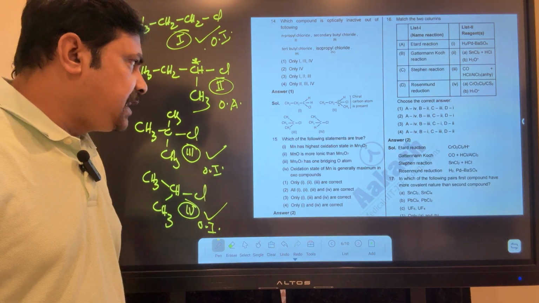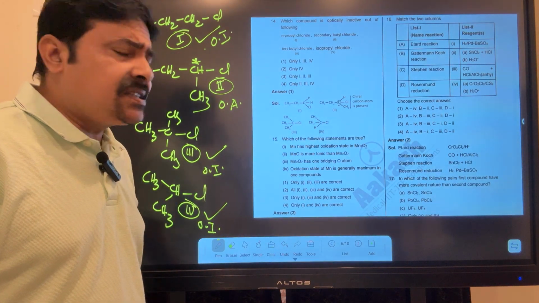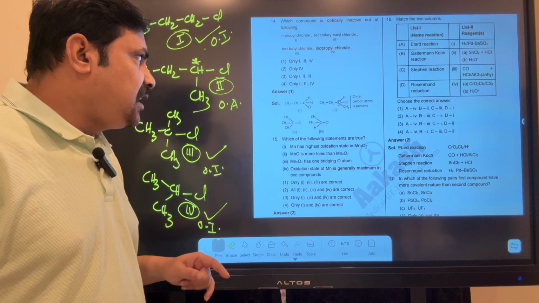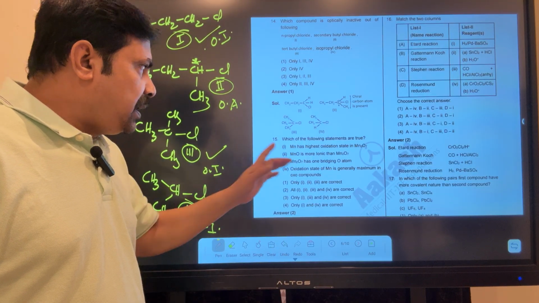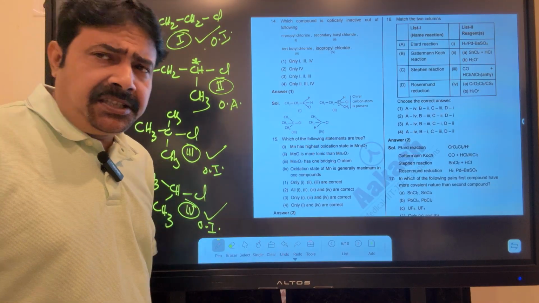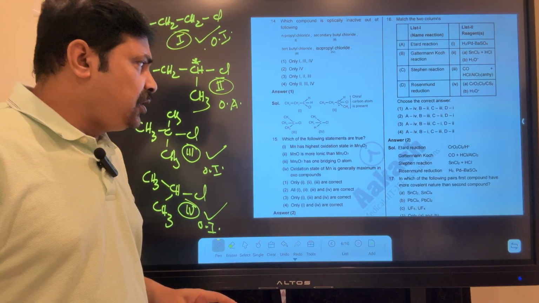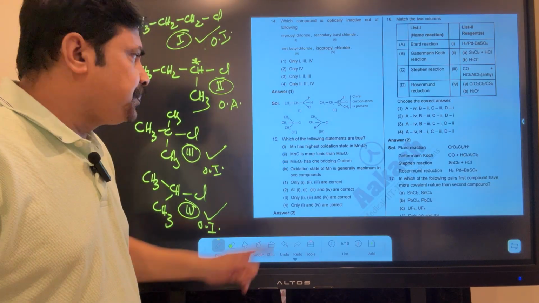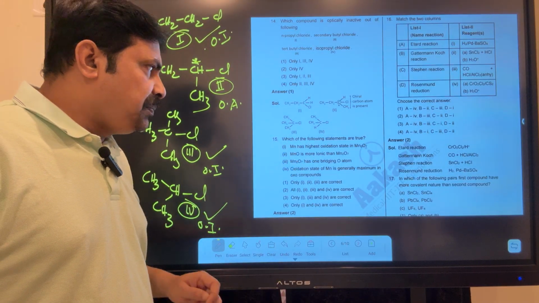Then question number 15: which of the following statements are true? Manganese has its highest oxidation state in Mn2O7. MnO is more basic, that is correct. Manganese is in the +7 oxidation state. MnO is more basic than Mn2O7 because Mn2O7 is covalent in nature. Mn2O7 has one bridging oxygen atom.